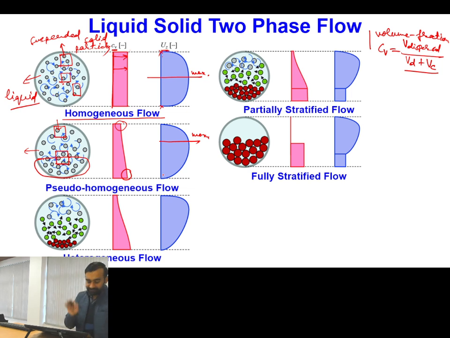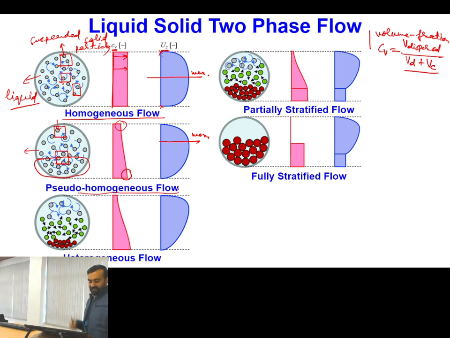But still, in this case, particles are not close enough to each other that their individual interactions, like particle-particle interactions, need to be accounted for. In the continuous phase it can have an effect, but particles are not overlapping with each other. That is the reason it is called a pseudo-homogeneous kind of flow.